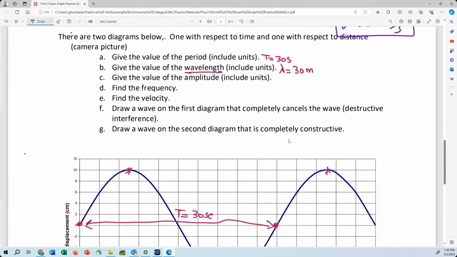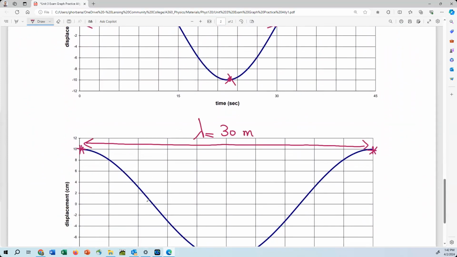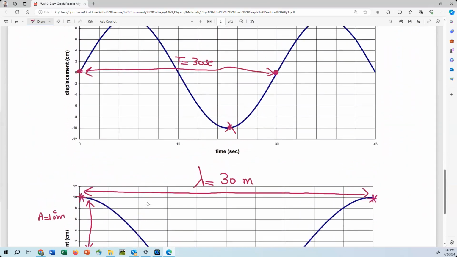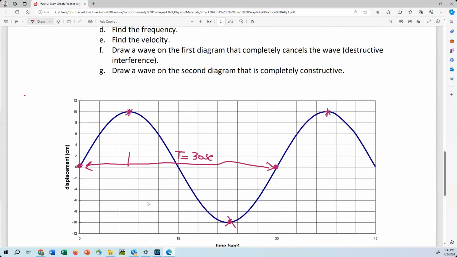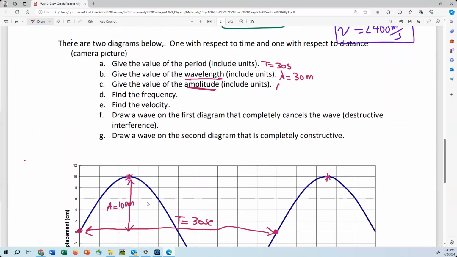Now find the value of the amplitude. For finding the amplitude, it doesn't matter which graph you look at, both will give you the same amplitude. The distance from the midpoint to the crest or trough is 10 centimeters. Here, the distance from the middle point to the crest is again 10 centimeters. So the amplitude is going to be 10 centimeters.